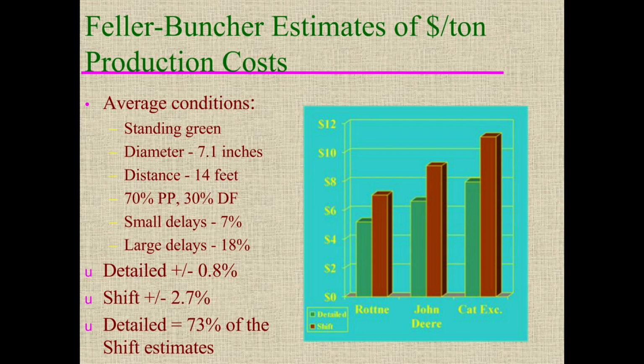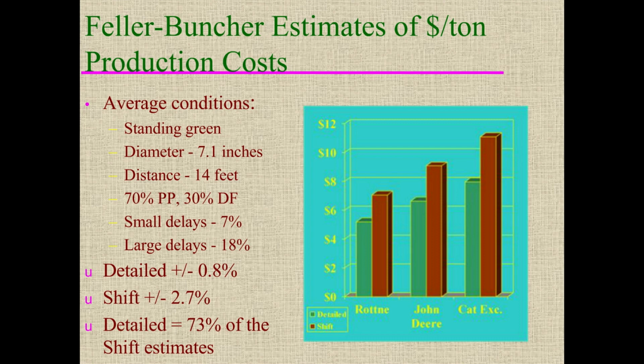And given those same 3 machines, we studied them 3 different ways. We studied them in a detailed time study operation. And that's this green bar here, where we would go out and take detailed samples and measure the elements, time them out, and see how much it cost to do this particular task of cutting standing green trees that were 7.1 inches average in diameter, with delays and the mix and so forth that we have there. We find that they performed at different costs.